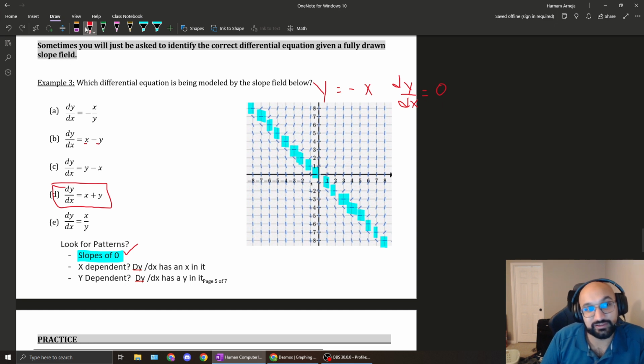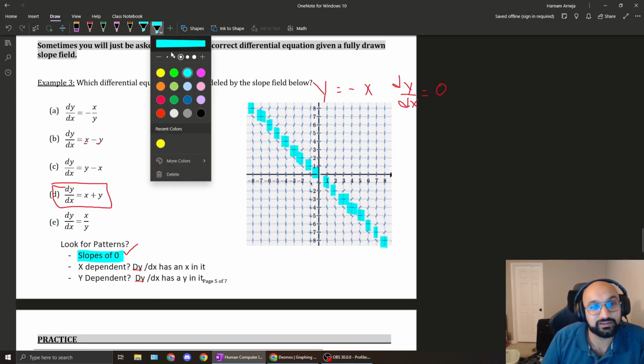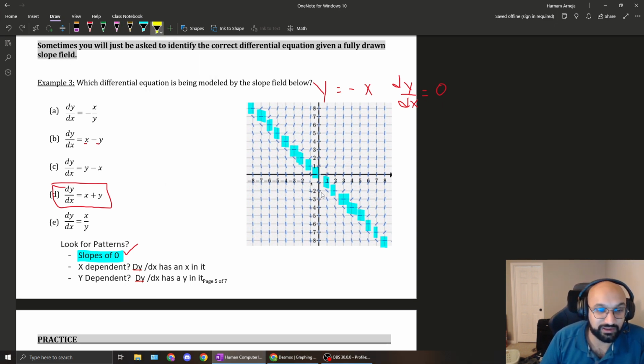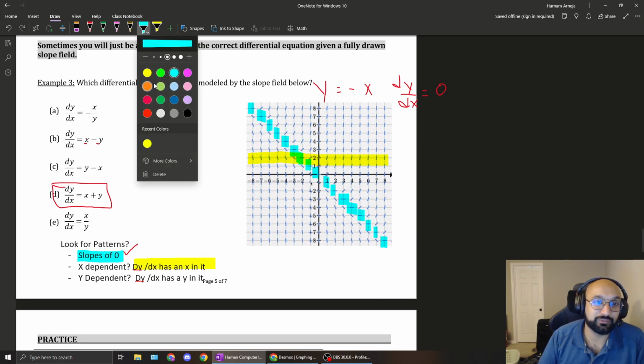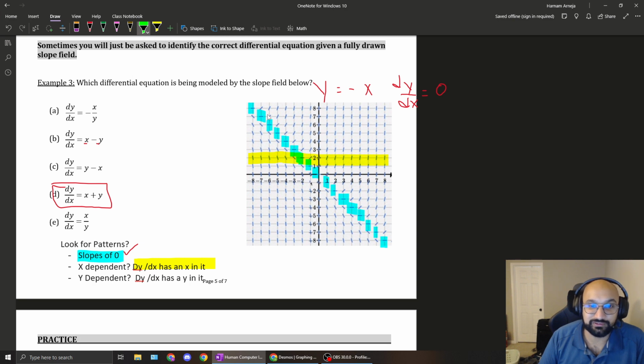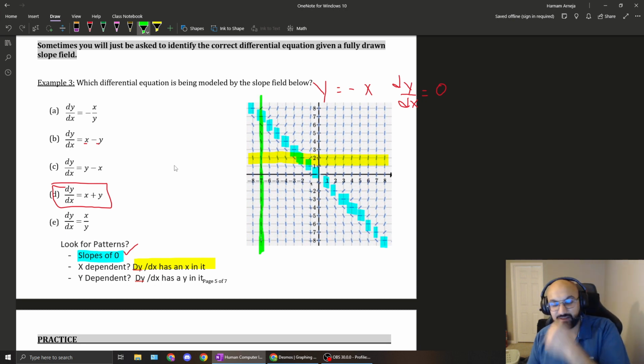We can also take a look at the other two questions just so you see what it's like. Do our answers depend on x? The way you tell is highlight a single row and ask yourself, are they changing? Yes, this row is definitely changing. The way you ask yourself if it depends on y, you highlight a single column and you ask yourself, are they changing? Yes, these are definitely changing. So we know our answer has x and y in it.